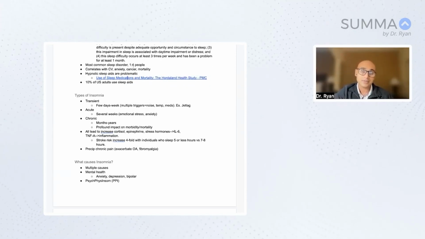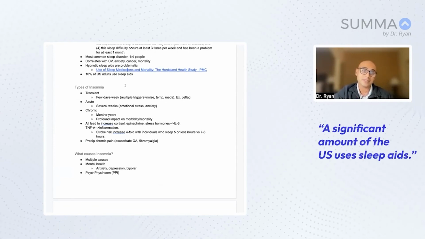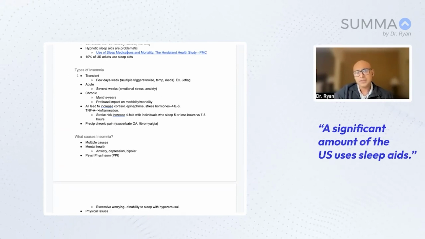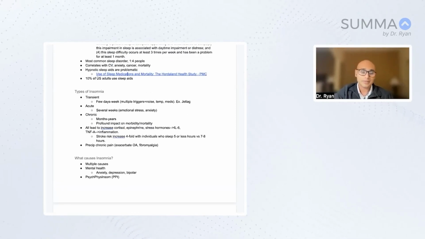As we mentioned, a lot of people have insomnia, but also a significant amount of the US uses sleep aids, right? 10%. So what are the types of insomnia? Here are some general categories. There are others, but here are the ones that seem to be the most common.